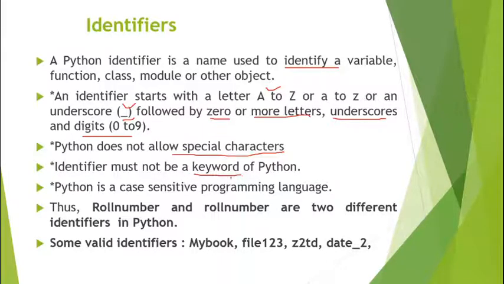No keyword can be used as an identifier, as we already know. Python is case sensitive. Case sensitive means it differentiates capital letters and small letters. If we have made a variable with a capital letter, then writing it with a small letter will create another variable.